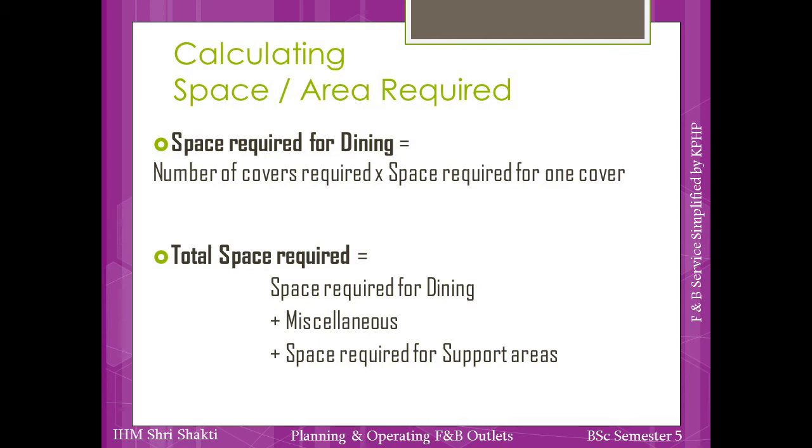Space required for dining plus 25% extra to that, plus space required for supporting area. Now, space required for supporting area can be calculated with the ratios that we have, that is 70 and 30%. The above space required for dining and miscellaneous, if they make it 70%, you need to find out what the other 30% is, add it up, then you get 100%, which is the total space required for establishing an outlet.